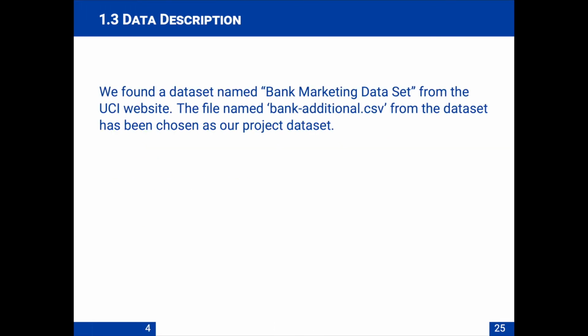The data description. We found the dataset, the bank marketing dataset, from the UCI website. The file named bank-additional.csv from the dataset has been chosen as our project data. We list the data features here.